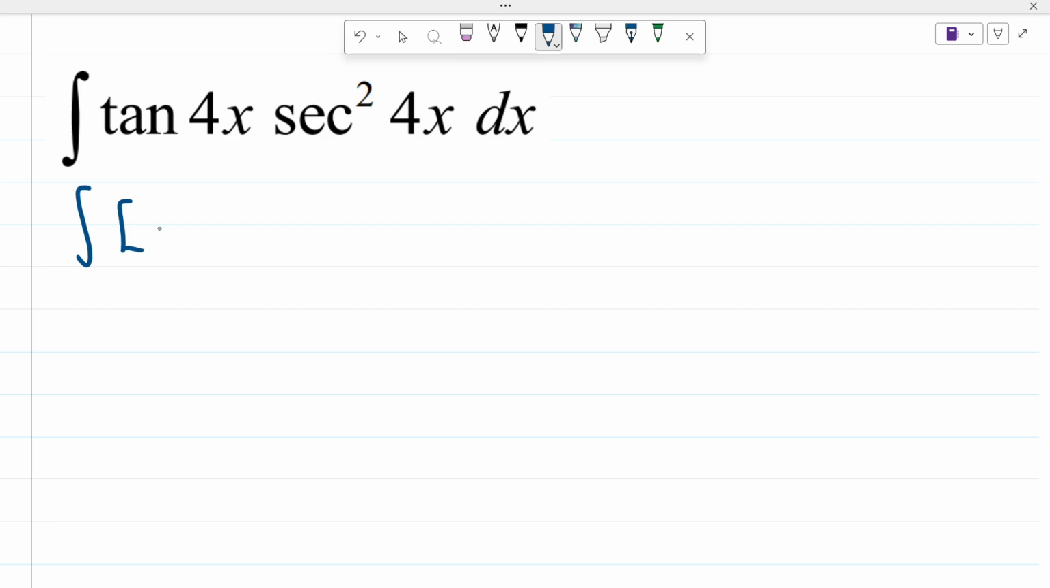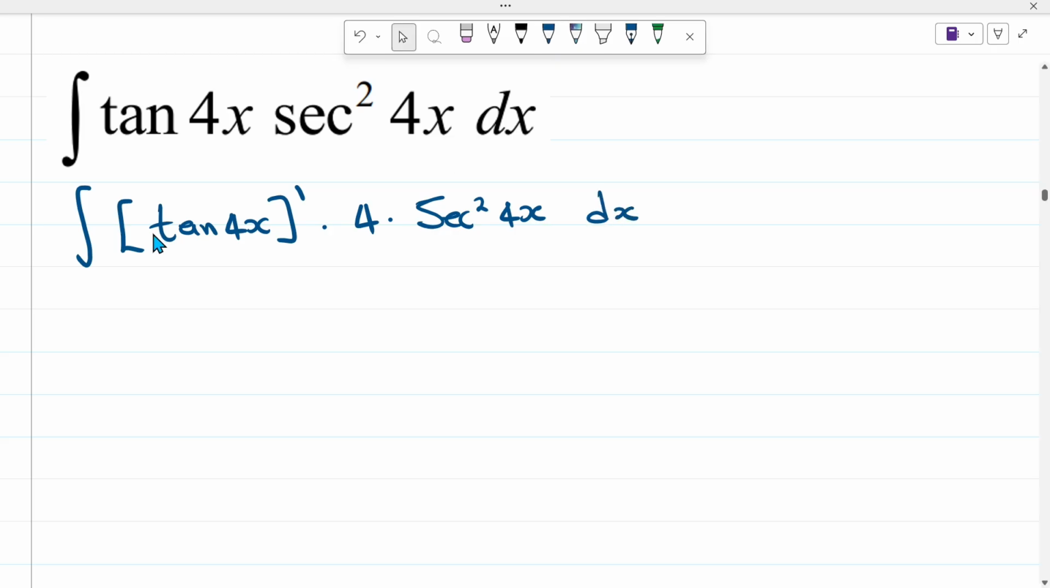So you are going to say tan of 4x multiplied by 4 sec squared of 4x dx. So I cooked my 4, but 4 was not initially there, meaning that I must cancel it out by multiplying by 1 over 4. So we have identified that tan 4x must be our f of x, and the other part is the derivative of it.